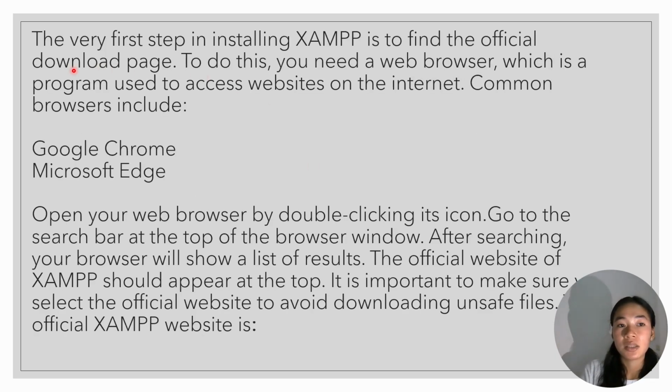The very first step in installing XAMPP is to find the official download page. To do this, you need a web browser, which is a program used to access websites on the internet. Common browsers include Google Chrome and Microsoft Edge. Open your web browser by double-clicking its icon, then go to the search bar at the top of the browser window.